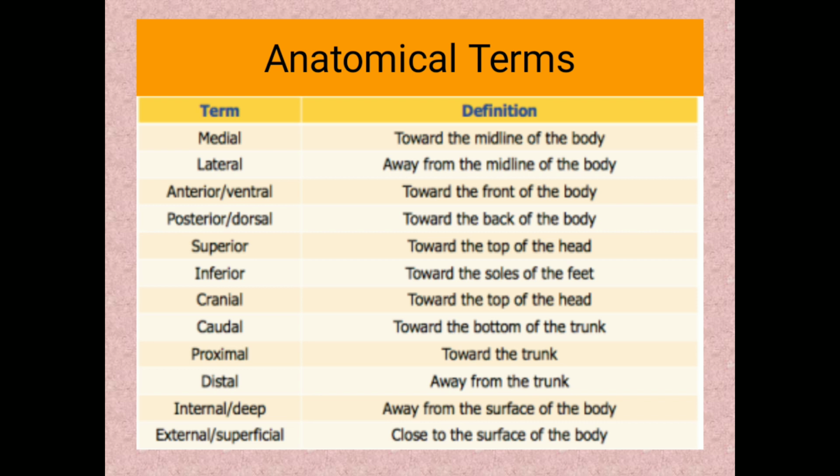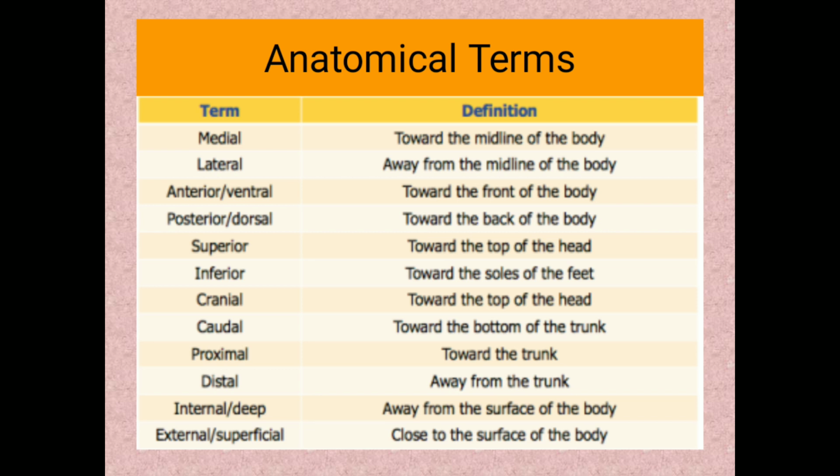Next is anterior or ventral and posterior or dorsal. So anterior means towards the front of the body and posterior means towards the back of the body. Suppose we have drawn an imaginary plane dividing the body into front and back portion. Anything in the front portion is known as anterior or ventral, and anything towards the back portion is known as posterior or dorsal. Okay.